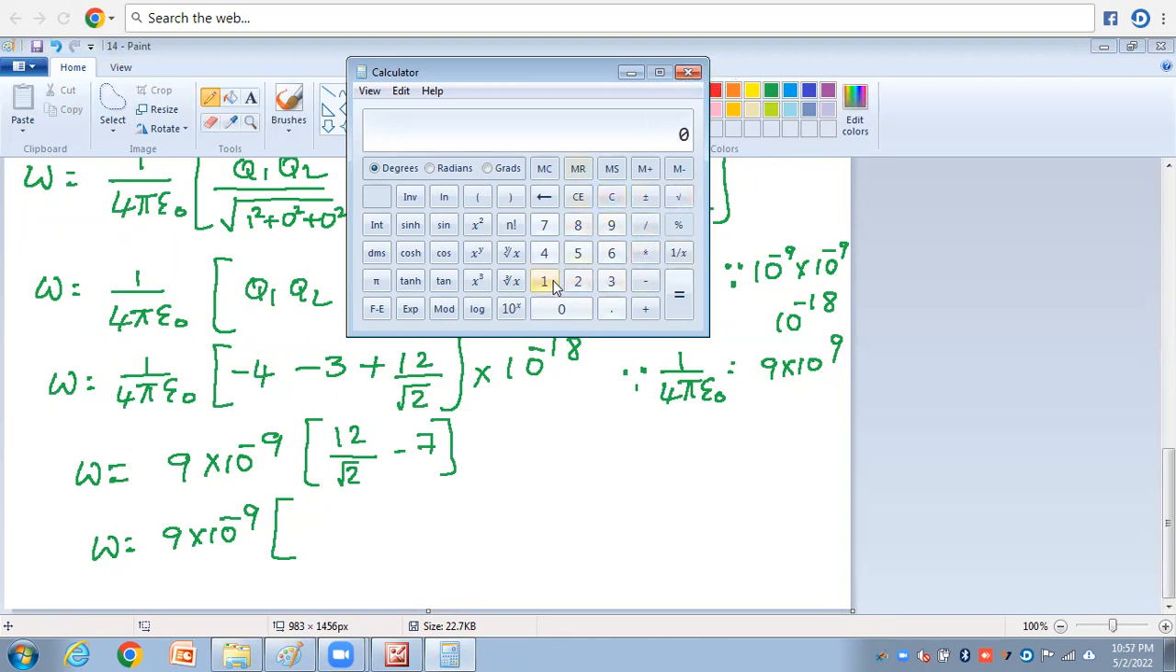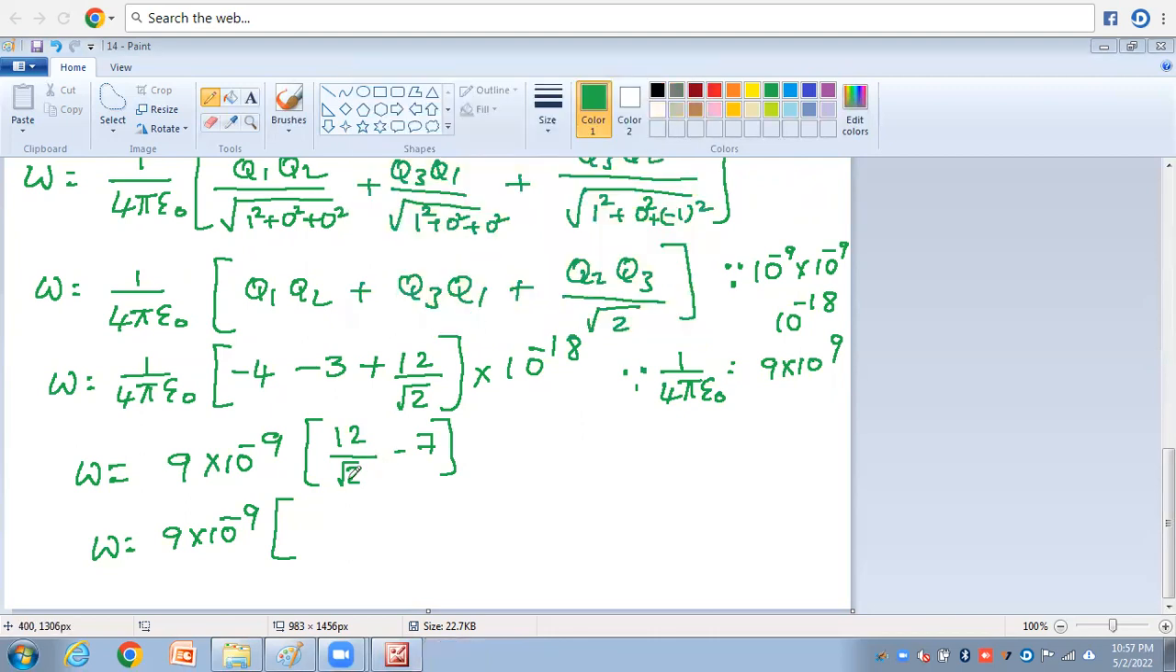Once again I will recheck. 12 divided by root 2. The square root of 2 is 1.414. Then 12 divided by 1.414 is 8.48 something. Anyway, the result is after doing all the mathematical part. No need to write all those things.